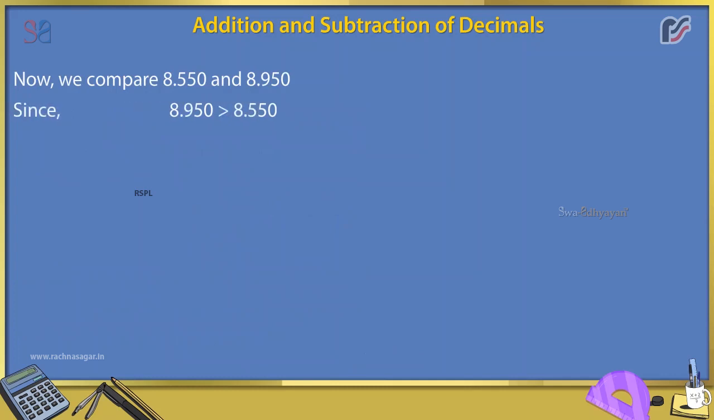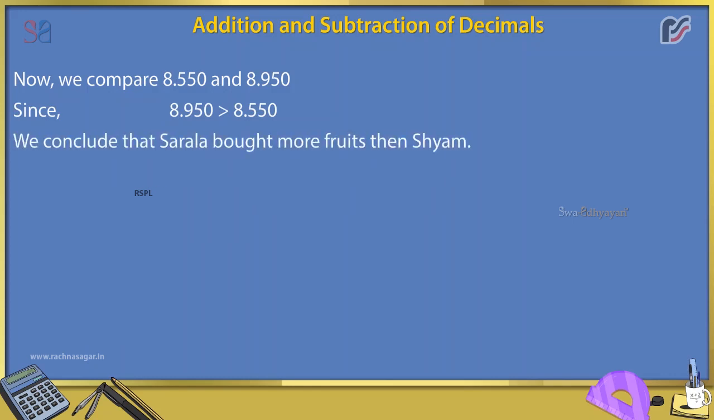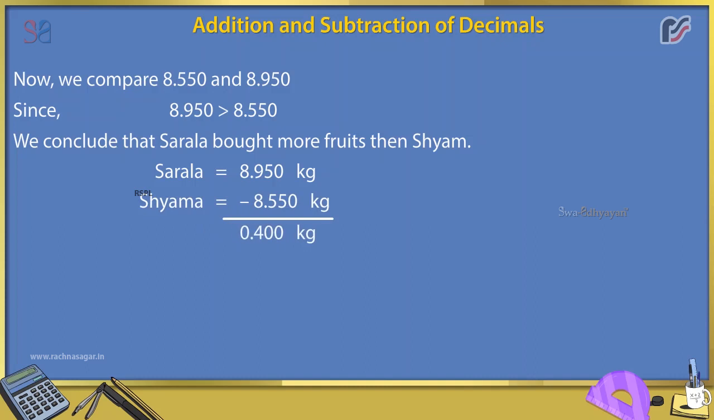Now we compare 8.550 and 8.950. Since 8.950 is greater than 8.550, we conclude that Sarla bought more fruits than Shyam. Sarla is equal to 8.950 kg minus Shyam is equal to 8.550 kg, which is equal to 0.400 kg. Sarla bought 0.400 kg or 400 gram more fruits.